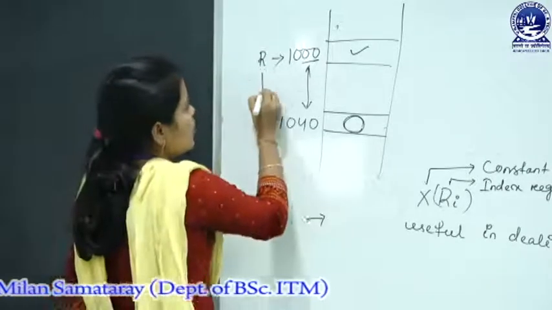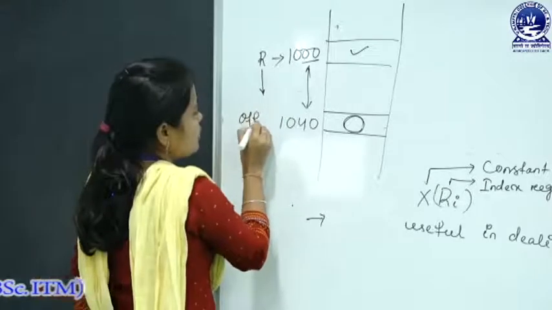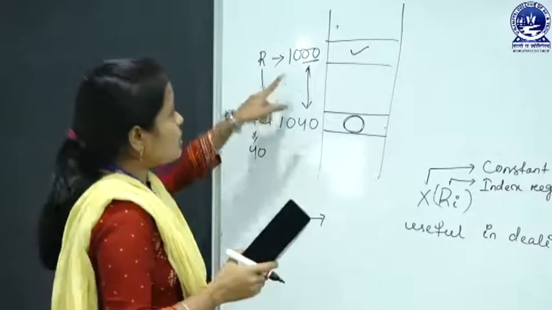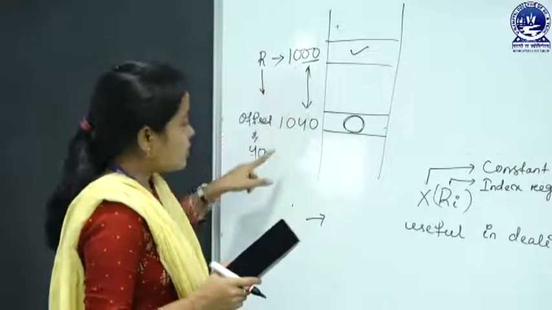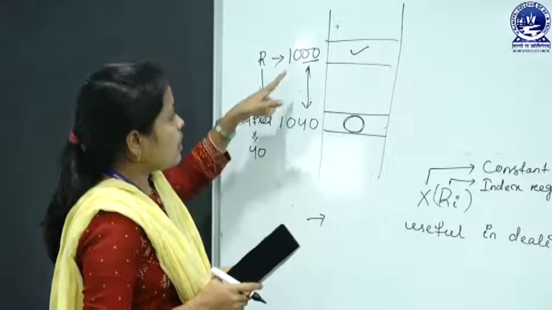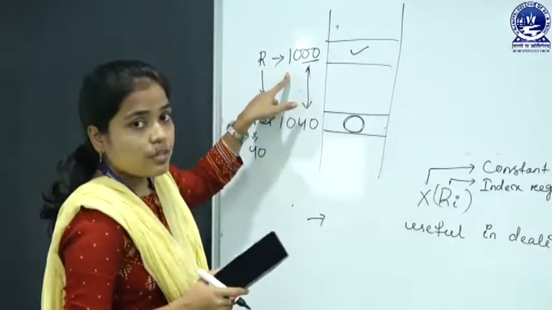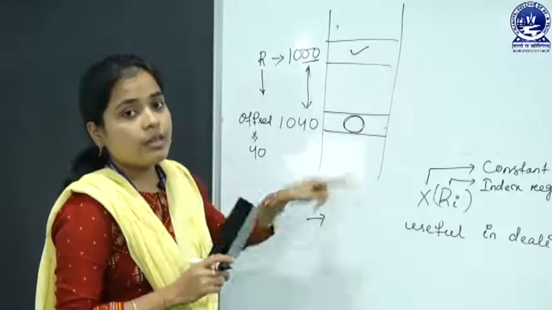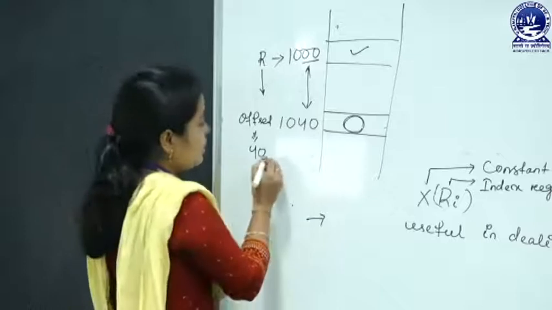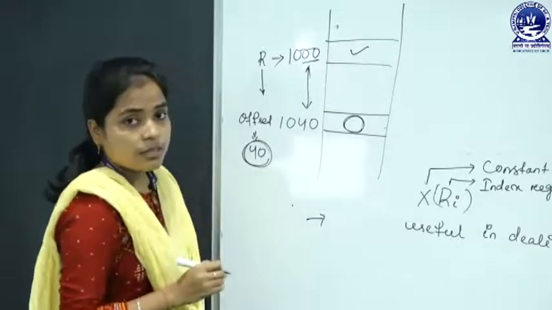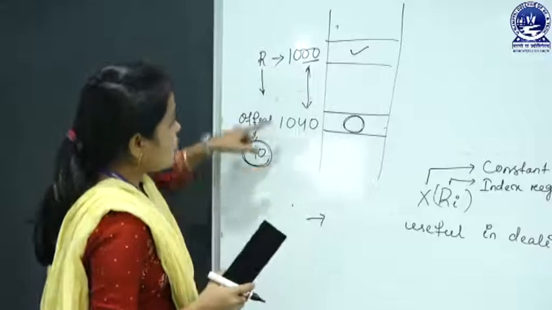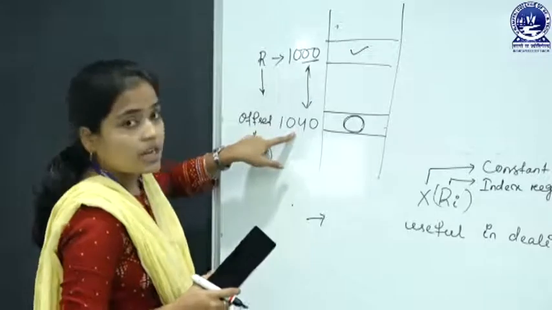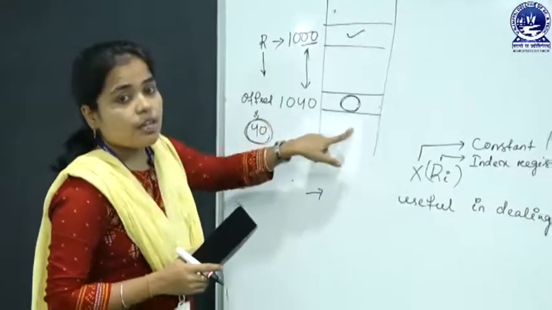So, here the offset value is 40, because the register content is 1000 and the constant value is 40, which is added to the register content for getting the memory location where the operand is present. We can say the offset value is 40 because we displace up to the 40th location to get to the actual memory address of the operand.